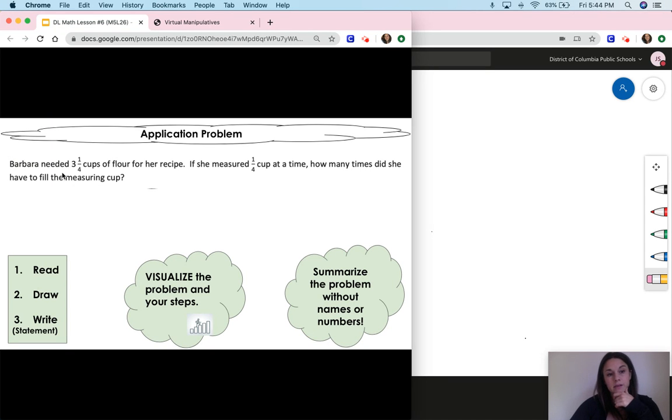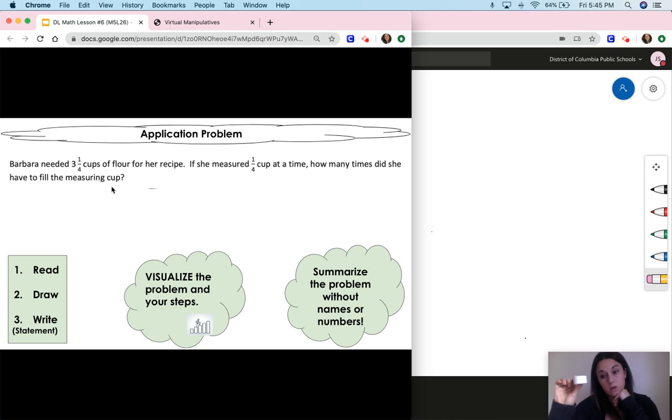Barbara needed, I hope you said it right, 3 1/4 cups of flour for her recipe. If she measured 1/4 cup at a time, how many times did she have to fill the measuring cup? So this is a problem I do all the time when I'm cooking. This is not really a measuring cup, but you can see it easily.